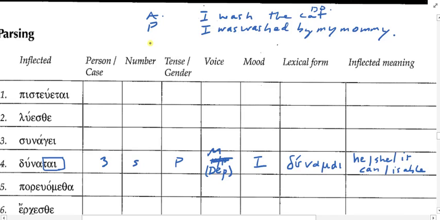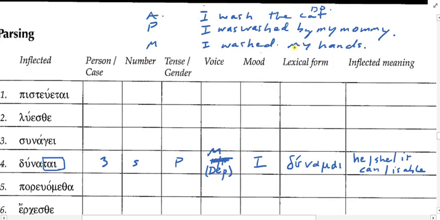Okay? Now, in a middle construction, I could say something like this. I washed my hands. Okay, so who's performing the action here? I, the subject. Who's affected by the action?